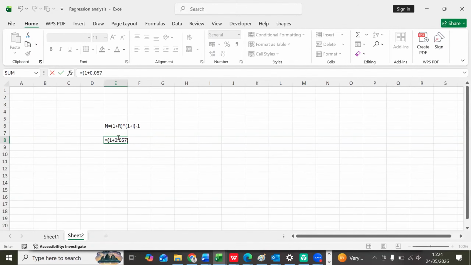Remember, I have to begin with equals, so I say equals, open brackets, 1 plus 0.057, close brackets, shift 8, that is times, open brackets, 1 plus 0.05, because the inflation is 5%. And whatever I get here, I will minus 1. So what am I getting at the end of the day? I hope you're able to see I'm able to get 10.985.